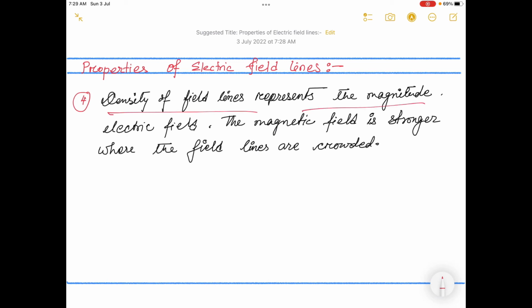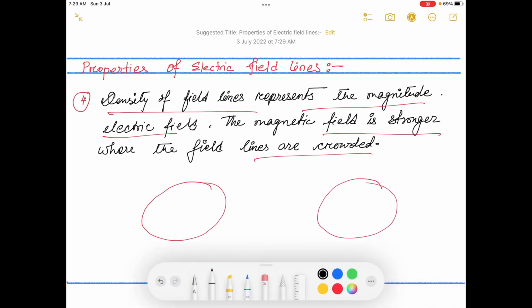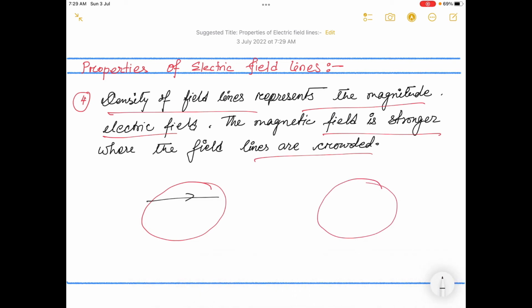Now you see, the density of field lines represents the magnitude of the electric field. That means the field is stronger where the field lines are crowded. Suppose we take two regions. In the first region these are the field lines, and in the second region these are the field lines.